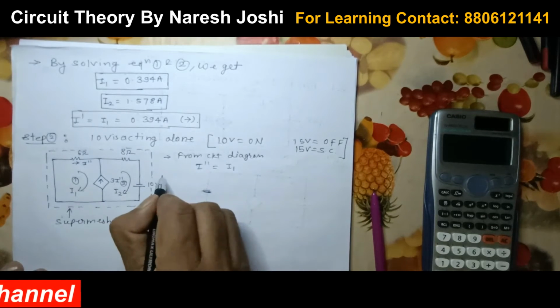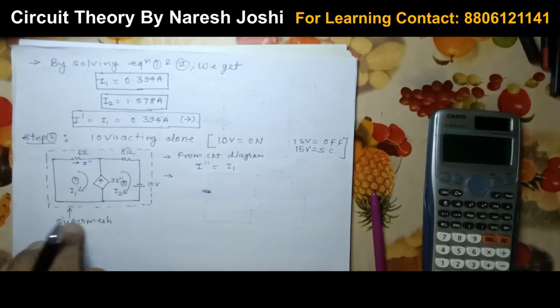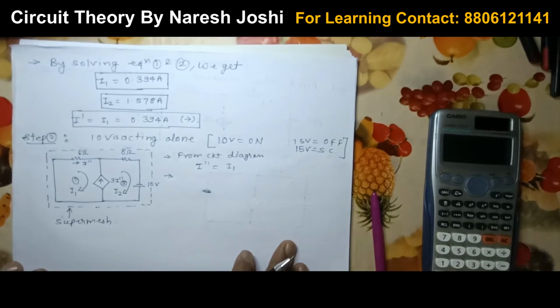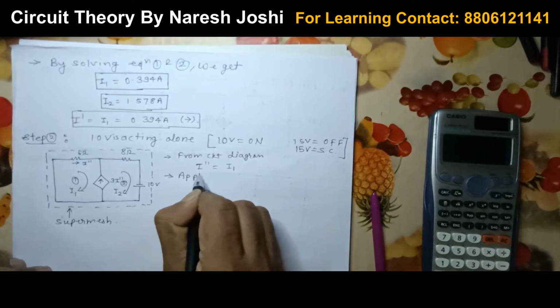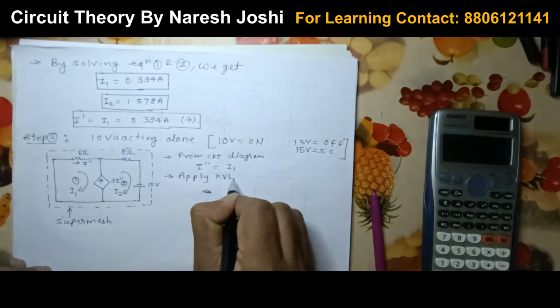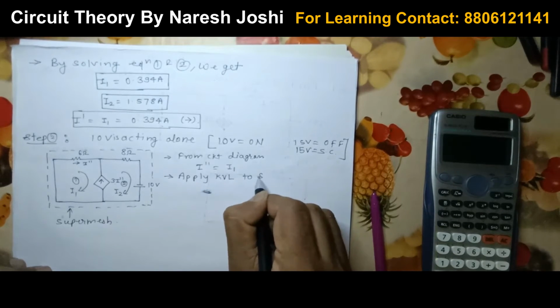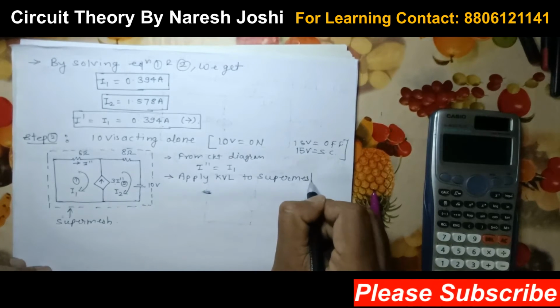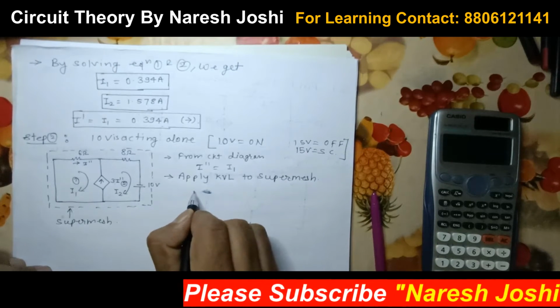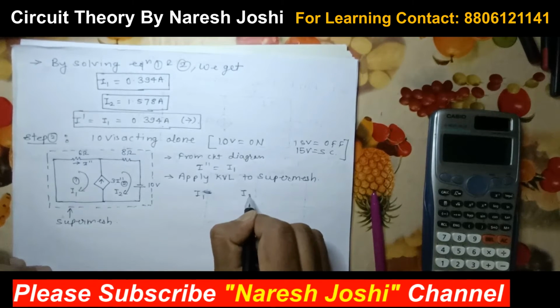Then we have to apply KVL to the super mesh. There is no other loop, only the super mesh is there. Clear? So we will write here, apply KVL to super mesh. So we will directly write down I1 and I2.